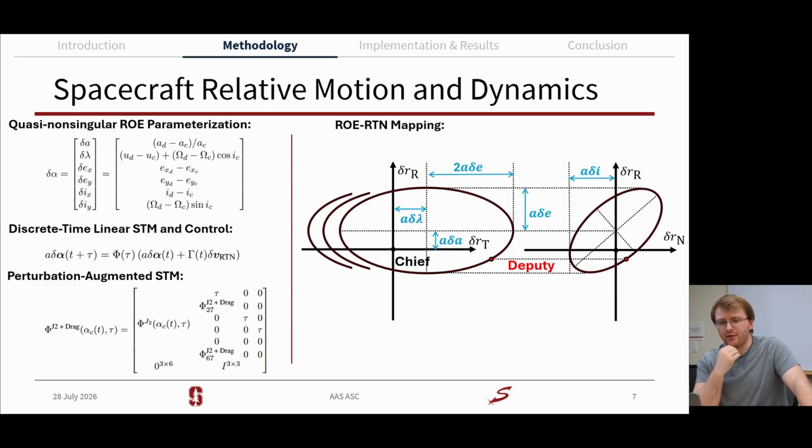They also benefit from having linear discrete time and control affine state transitions, and the availability of perturbation effects as closed form STMs, which allow for the incorporation of perturbation effects over long term fairly accurately with linear processes.